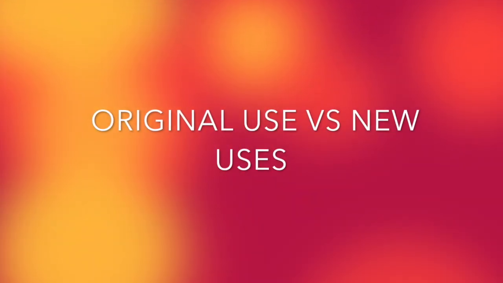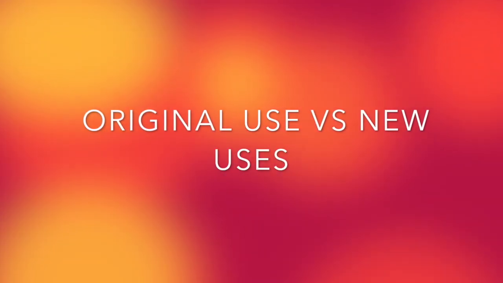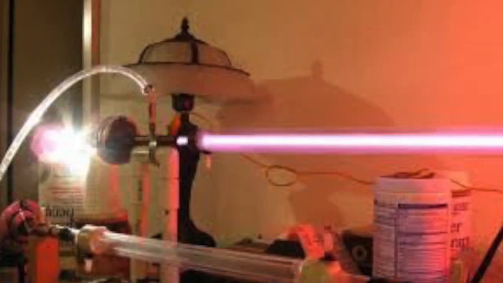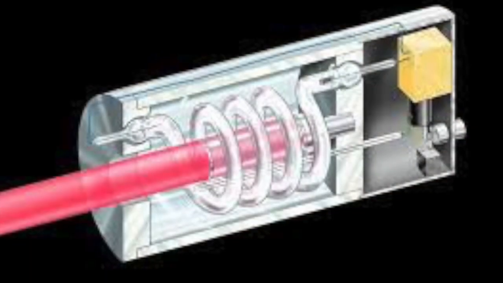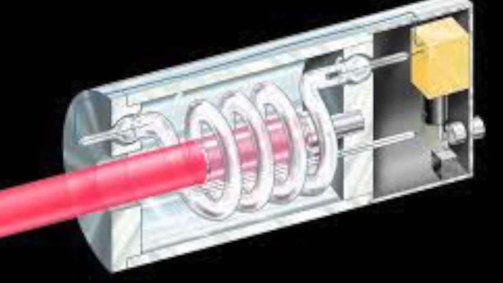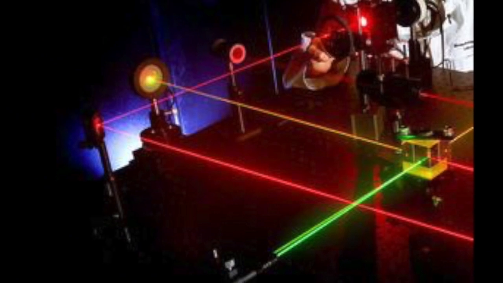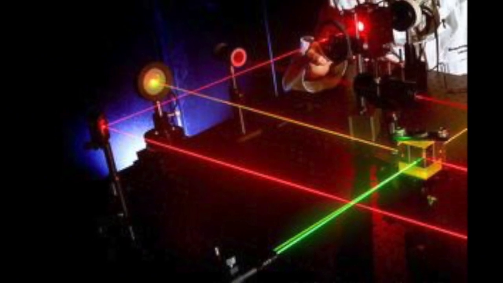Original uses of the laser versus new uses of the laser. Maiman's earlier laser used a powerful energy source to excite atoms in a synthetic ruby to higher energy levels. At a specific energy level, some atoms emitted particles of light called photons. Lasers in today's day and age have many, many uses.